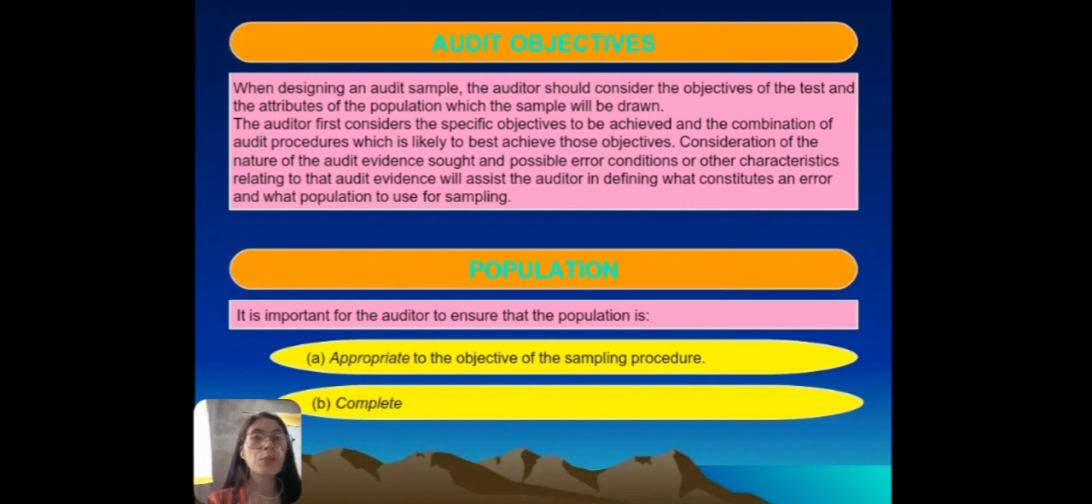We have also the population. It is important for the auditor to ensure that the population is, first, appropriate to the objective of the sampling procedures, and the second one, complete. So that's why it is important for the auditor to ensure that the population is appropriate to the objective of the sampling procedures, and also that it is complete.